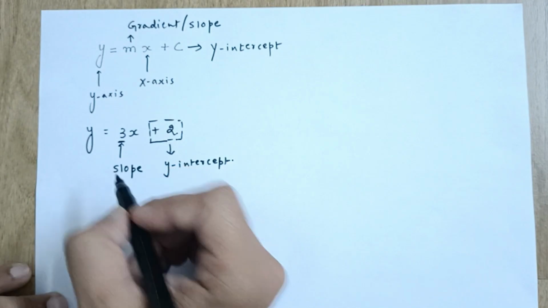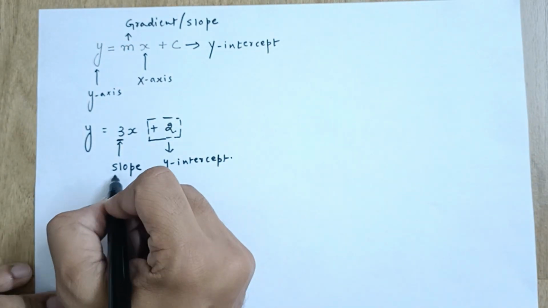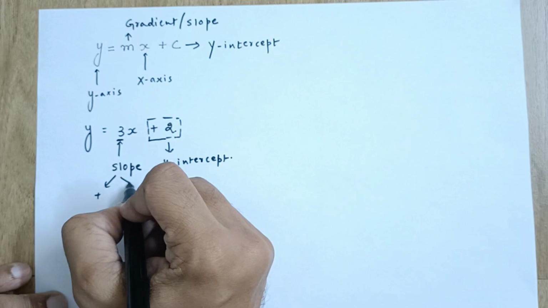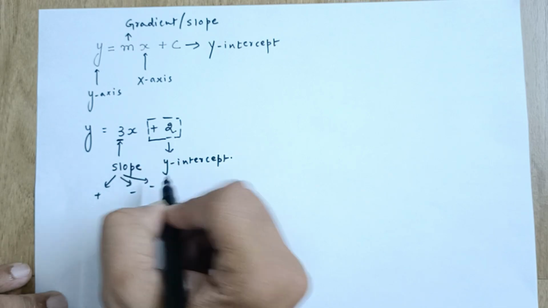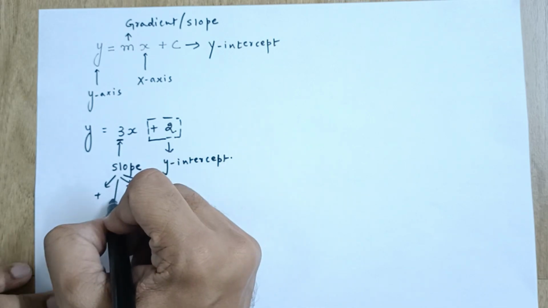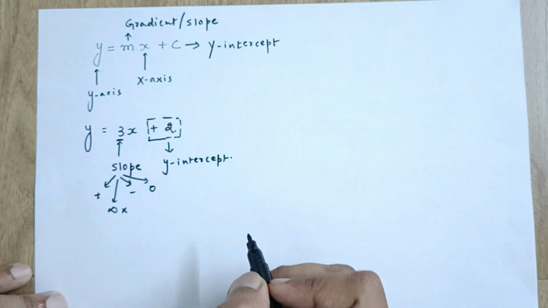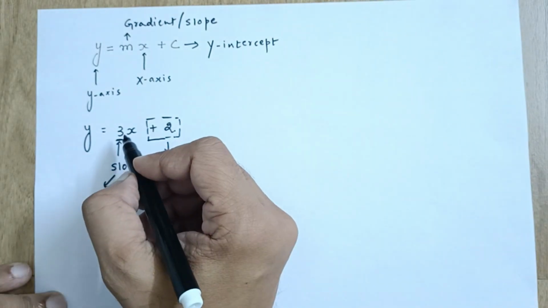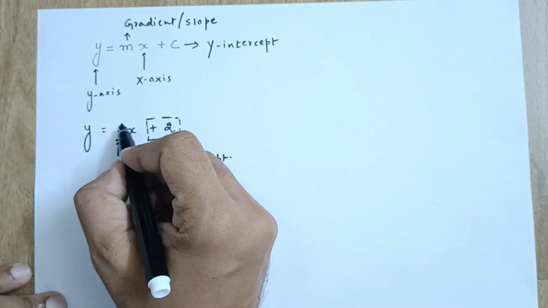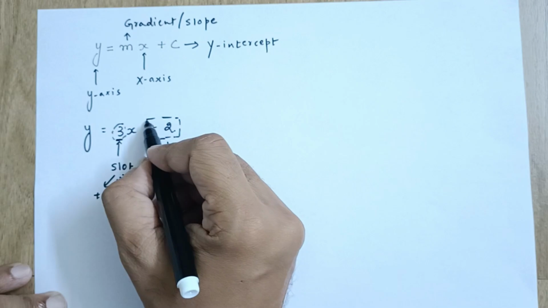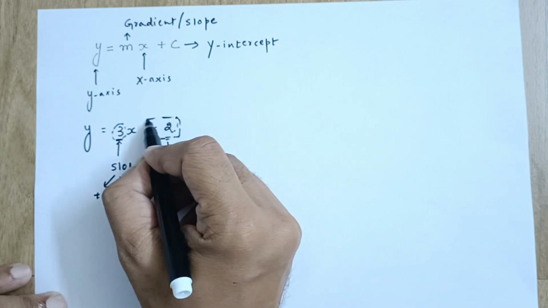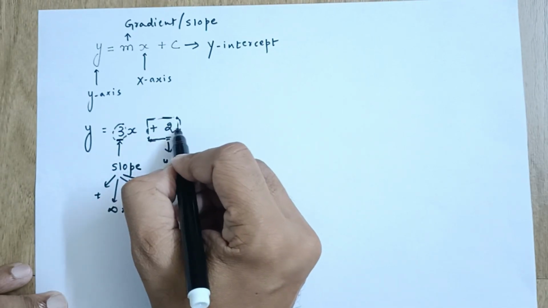Now the slope or the gradient can take any value. It can be positive, it can be negative, it can be 0, or it can be infinite as well. But we would restrict ourselves to these three cases only. Simply, the x coefficient is the slope, and including the sign, the last number, which is without the variable x, is the y-intercept.